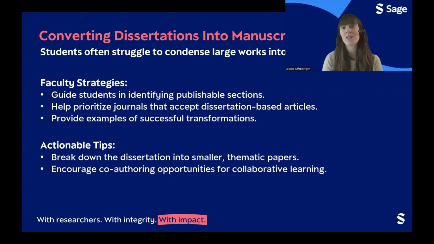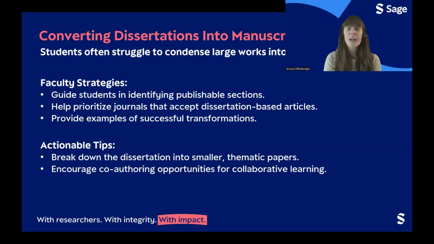I wanted to briefly touch on converting dissertations into manuscripts because this is something we often hear students come to us with questions about. How do I condense my large body of work into an article or multiple articles? So, as a faculty member or mentor, you can help students in identifying publishable sections, as I know that we reiterate every time, you're not going to just republish your dissertation or thesis outright in a journal. It's going to be way too long and not relevant to that particular journal's audience. So look at what is most relevant and what can be republished.